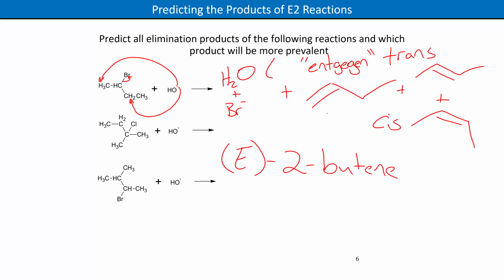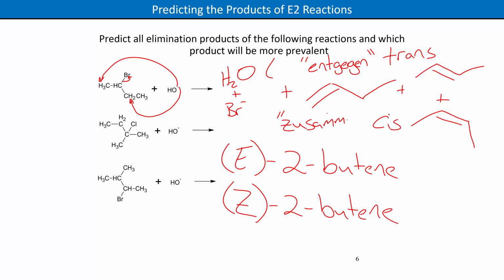And then this bottom one is going to be Z-2-butene. Z is for, my German spelling is not, I think it's zusammen. Literally just means same. And there might even be another syllable. It might be zusammen or something. Again, my German's not my strong suit.